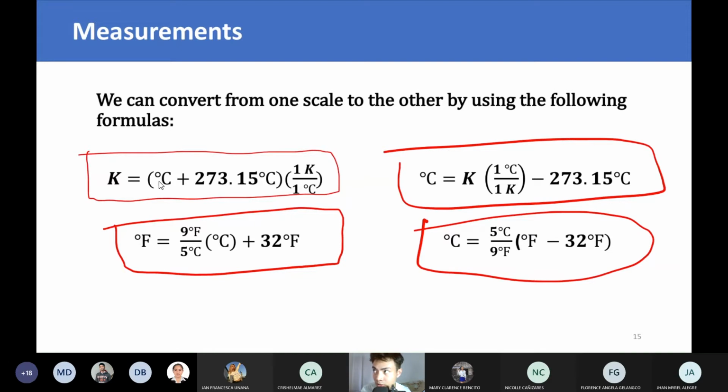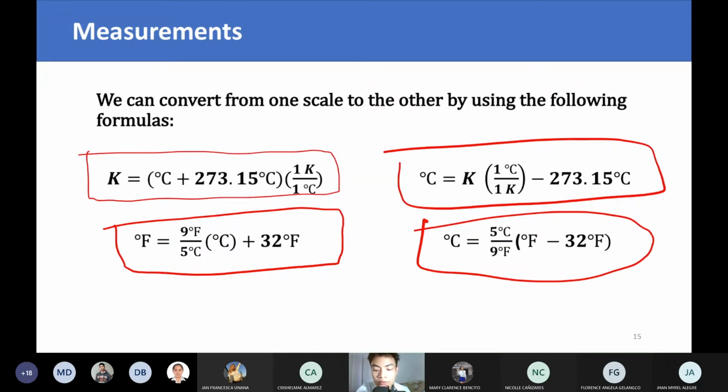Okay? So from Celsius to Kelvin, just add 273.15. Pag gusto mo bumalik sa Celsius from Kelvin, you deduct 273.15. Ganun lang ka-easy. However, for Fahrenheit and Celsius, medyo tricky yung equation.